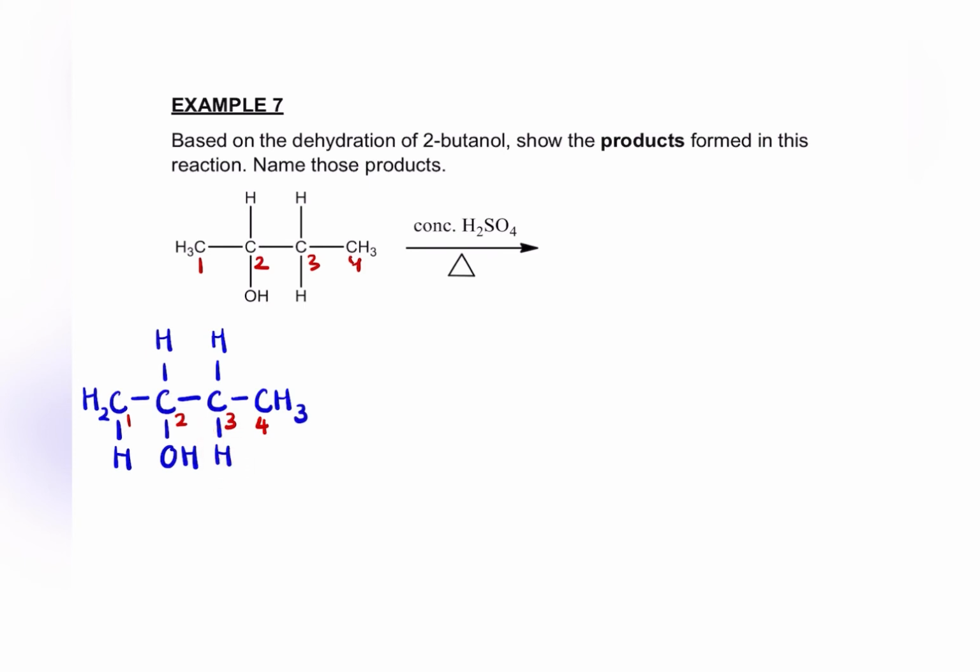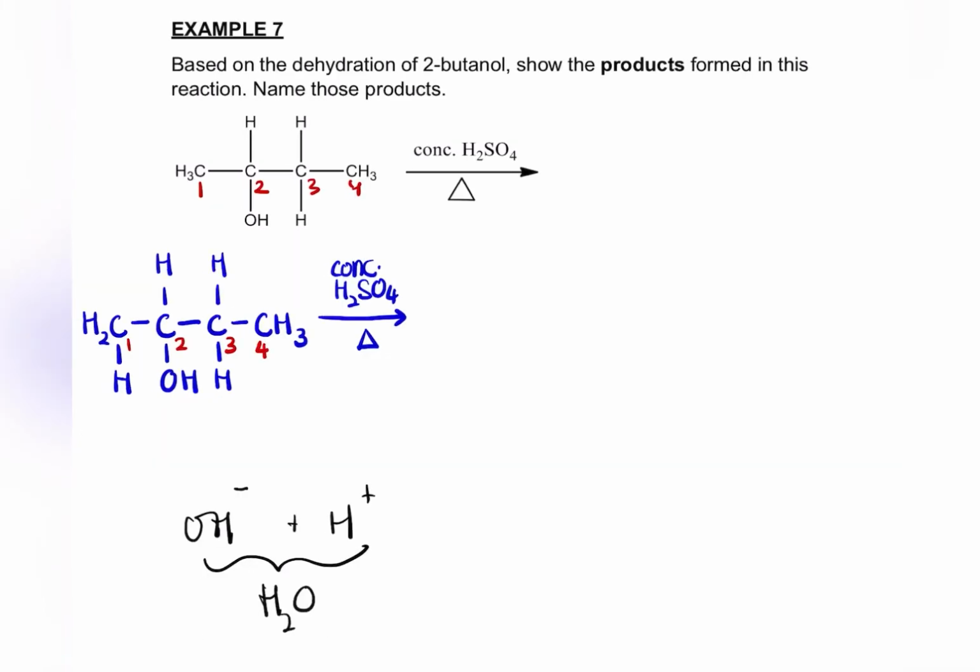So this alcohol, 2-butanol, will undergo a dehydration process using concentrated H2SO4 with heat. Right now, I'm going to determine and predict the products formed in this reaction, where we are going to take out OH minus and H plus. These two are going to combine together, making H2O.